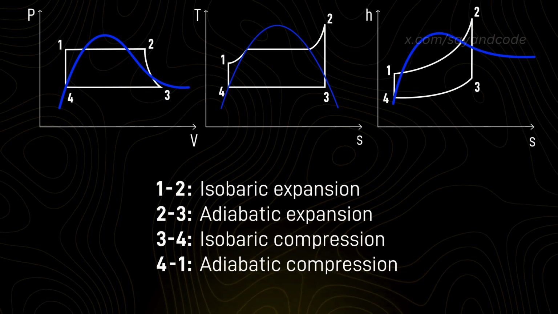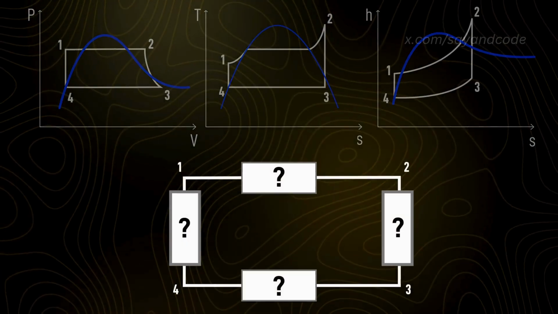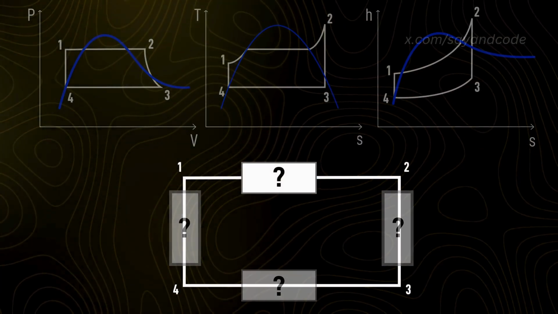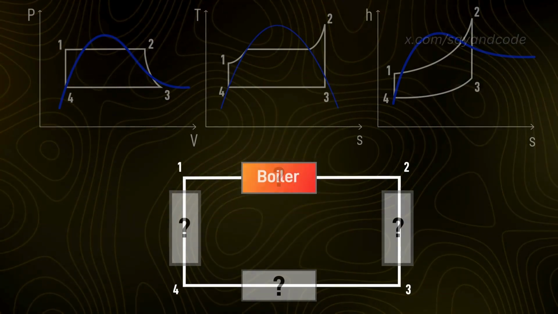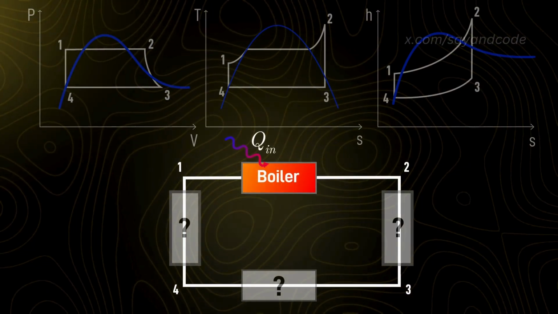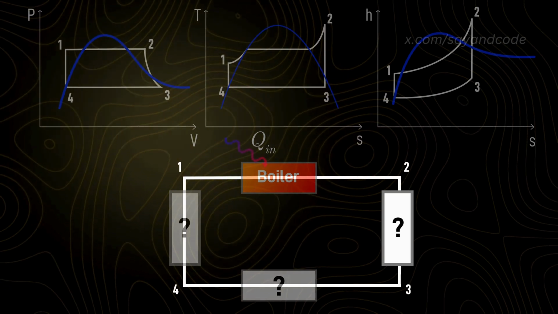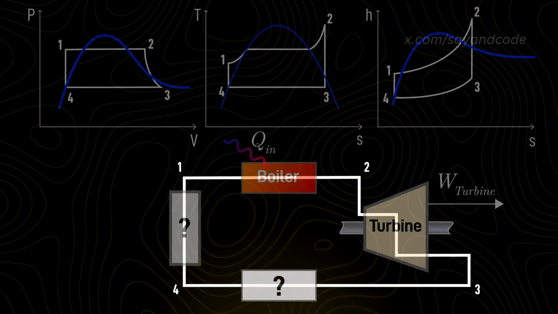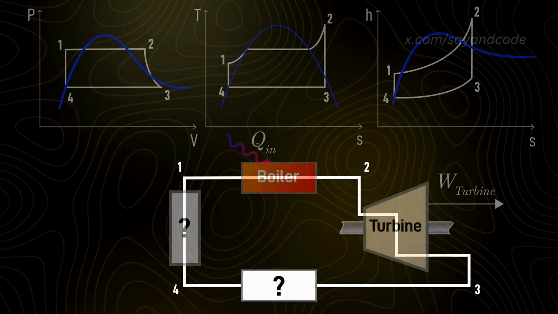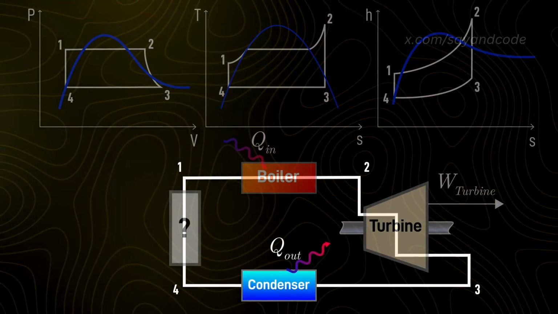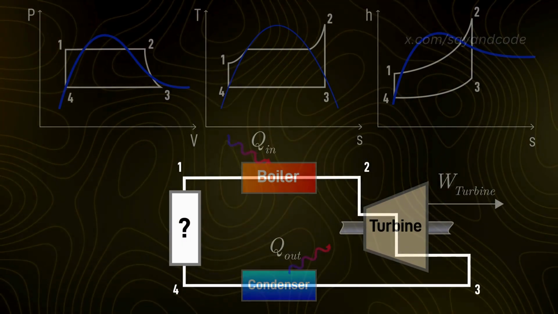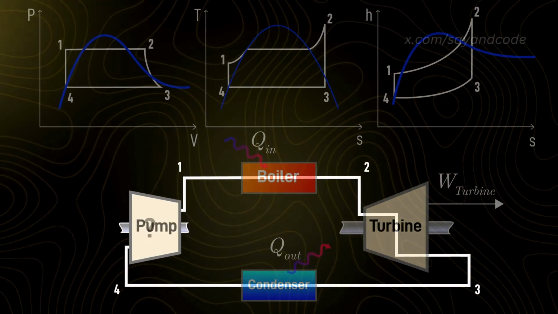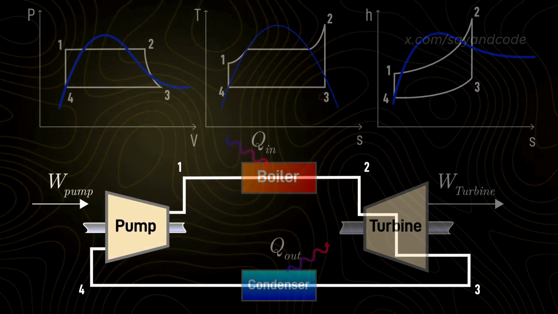For each of these 4 processes, there is a dedicated machine. For isobaric expansion from 1 to 2, we use a boiler, which provides heat input. For adiabatic expansion from 2 to 3, we use a turbine, which extracts work. For isobaric compression from 3 to 4, we use a condenser, which removes heat. And for adiabatic compression from 4 to 1, we use a pump, or compressor, which takes in work.